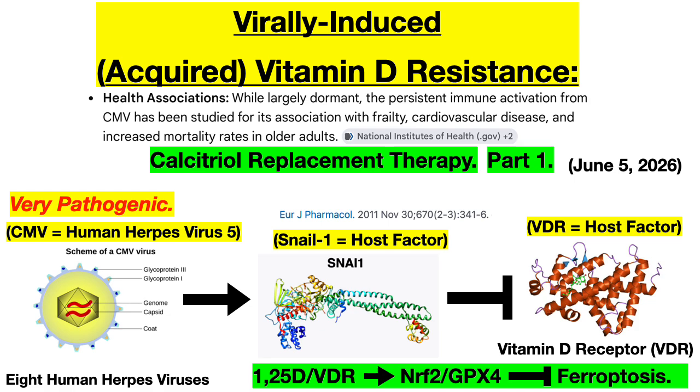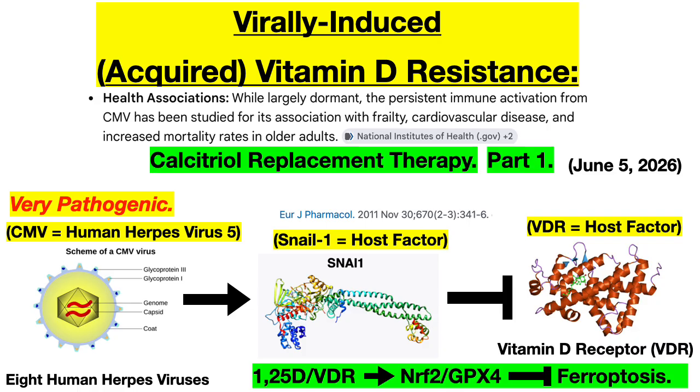So what are the health associations with CMV reactivations? While largely dormant, the persistent immune activation from cytomegalovirus, CMV, has been studied for its association with frailty, cardiovascular disease, and increased mortality rates in older adults. Because it's well established that COVID-2 infections are more prevalent in older individuals and also immunocompromised individuals, which would include long COVID patients, the threat of herpes virus reactivations is very pertinent.